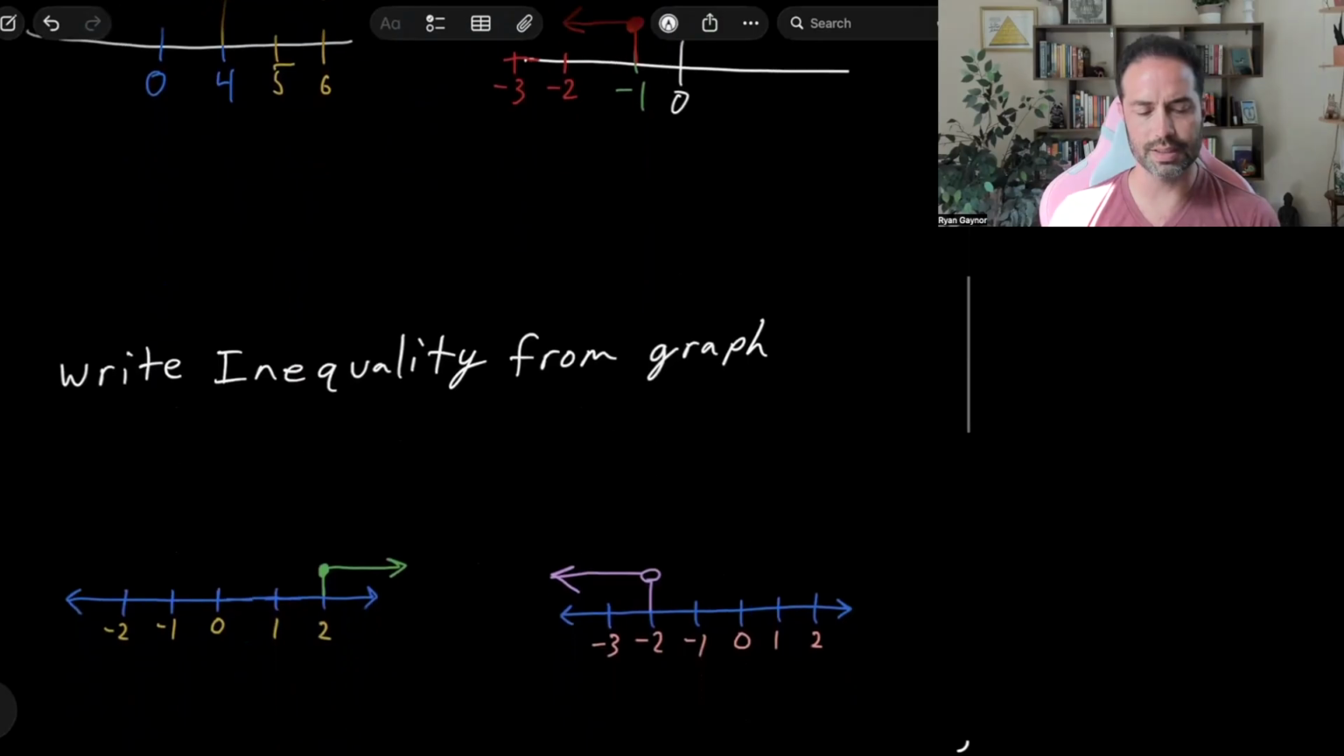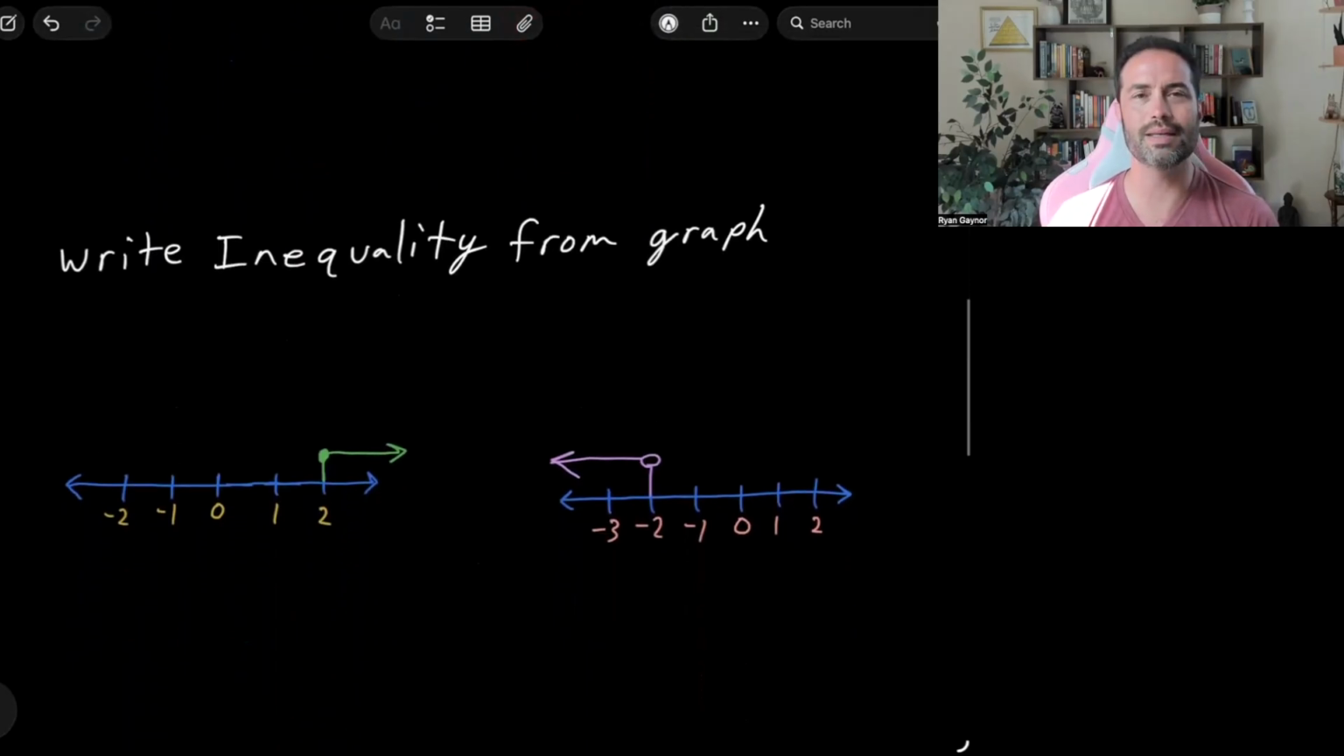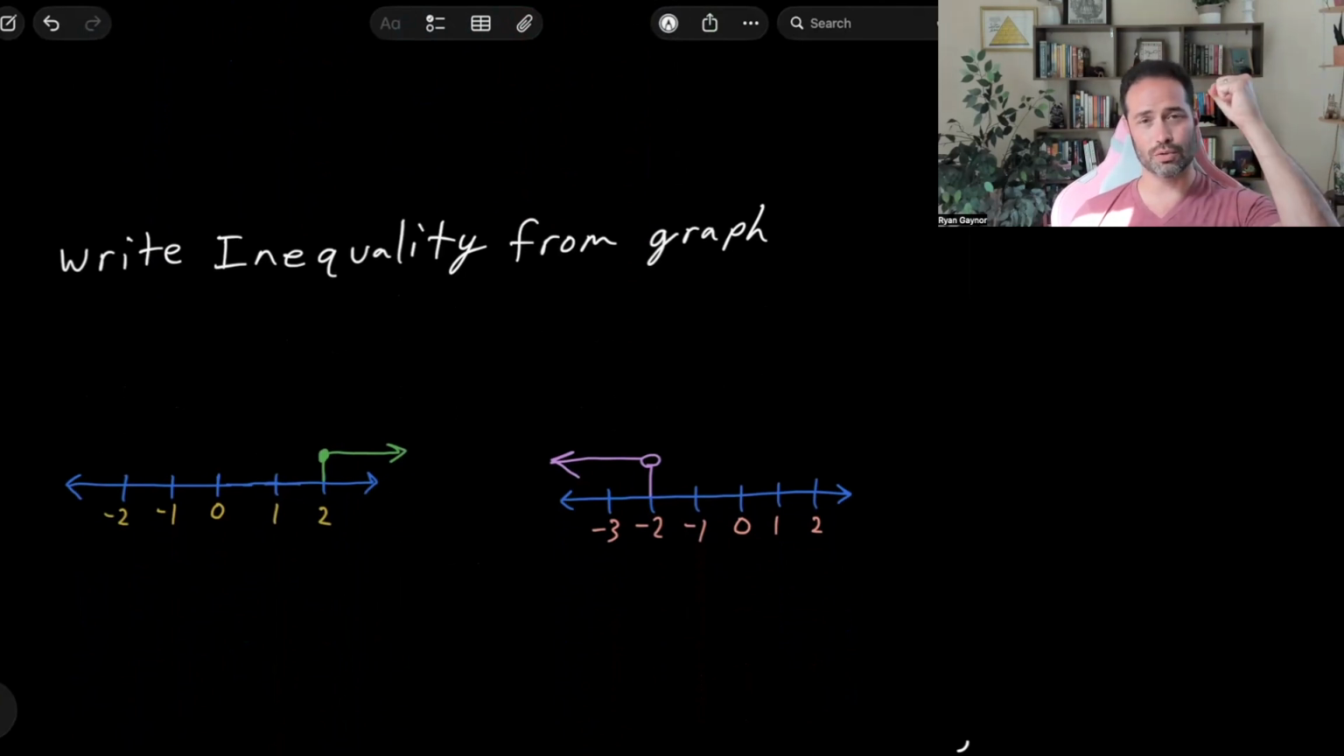So for this one, it's asking to write the inequality from the graph. Okay, so let's look at the first one here on the left side. So you can see that we are marked at the number 2. We have a closed circle at the number 2, and then it's going to the right.